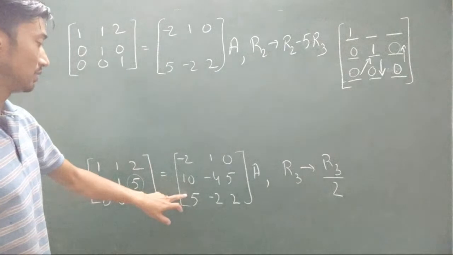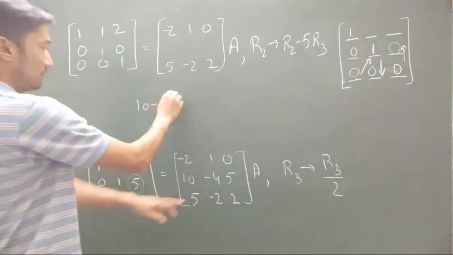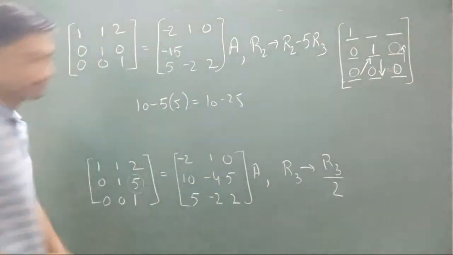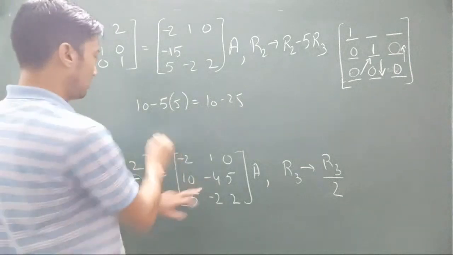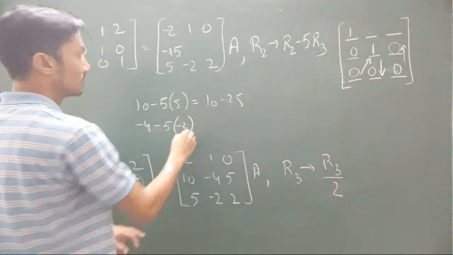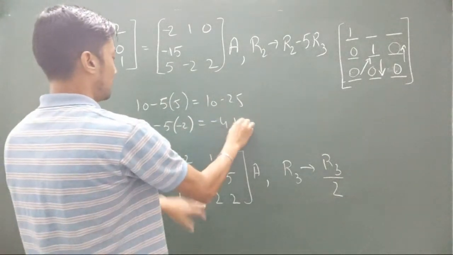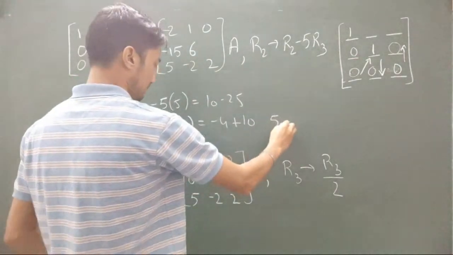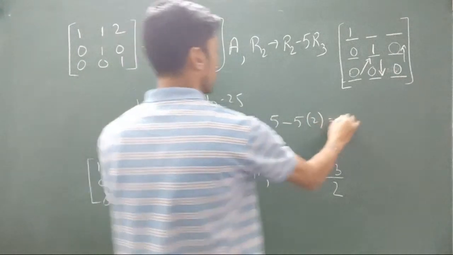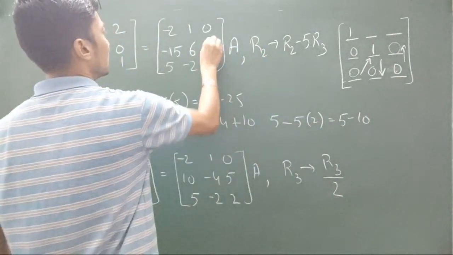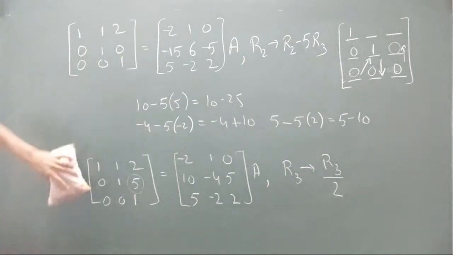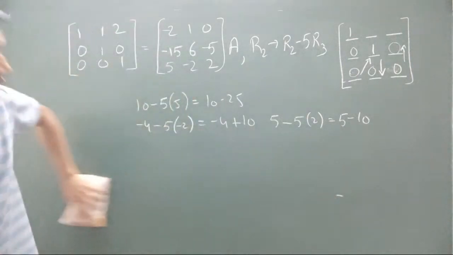10 minus 5 times of 5. So 10 minus 25, minus 15. Minus 4 minus 5 into minus 2, right? So minus 4 plus 5 2s are 10. So that's 6. 5 minus 5 2s. So 5 minus 5 2s are 10. Minus 5. I don't need this now. So that is also done.